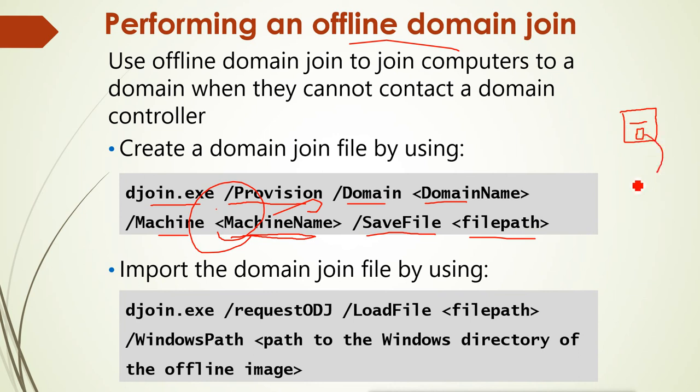Then we take that file to the machine which is not able to connect to the domain controller, and on that machine we use the same command, djoin, that is domain join, and then /requestODJ. ODJ means offline domain join. Then /loadfile, which means the configuration is loaded from this file, and we mention the file path here, and then /windowspath, that means the Windows directory of the operating system.